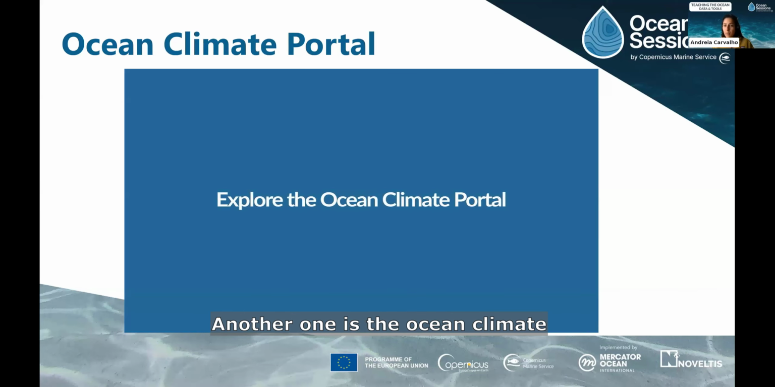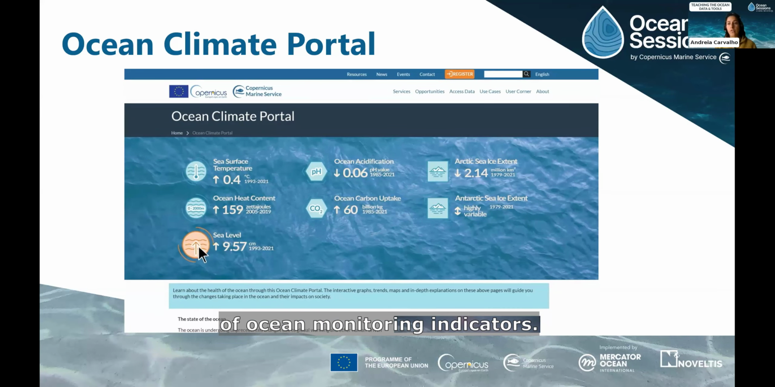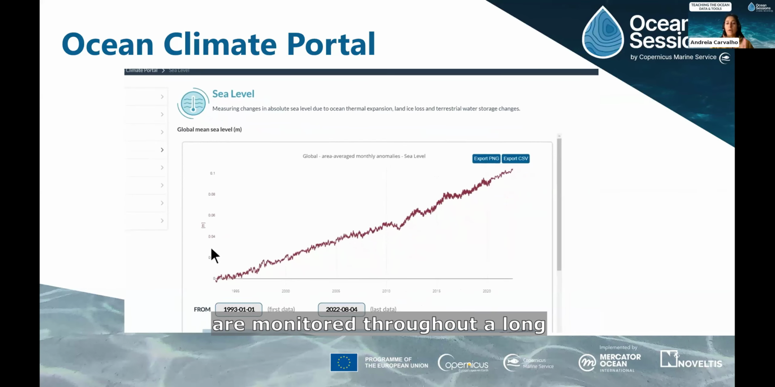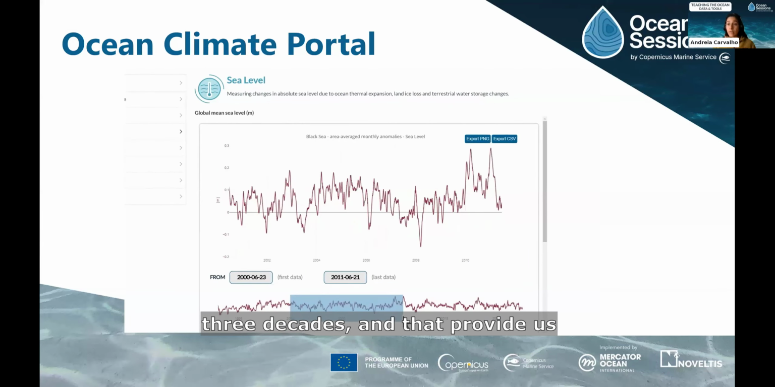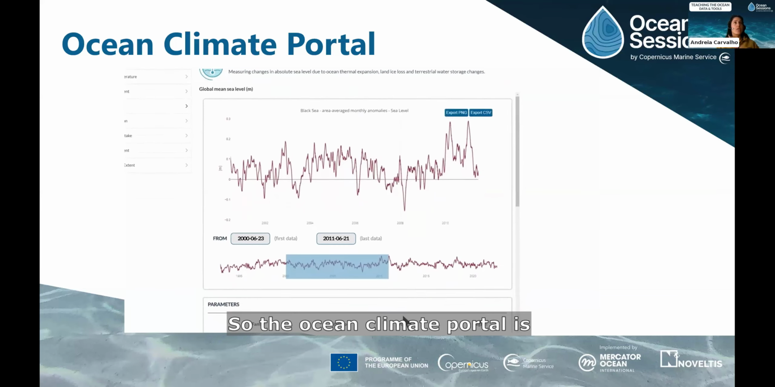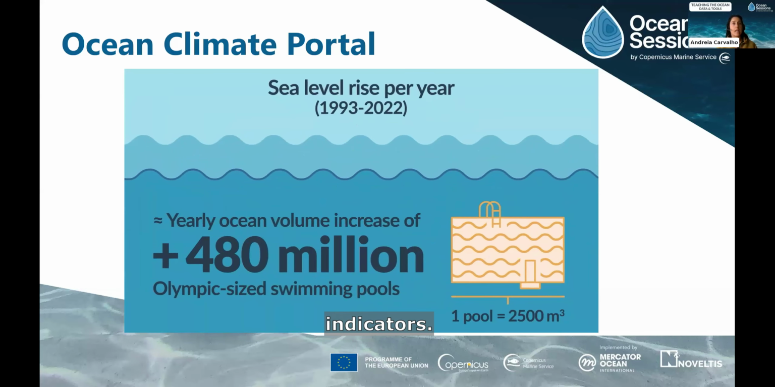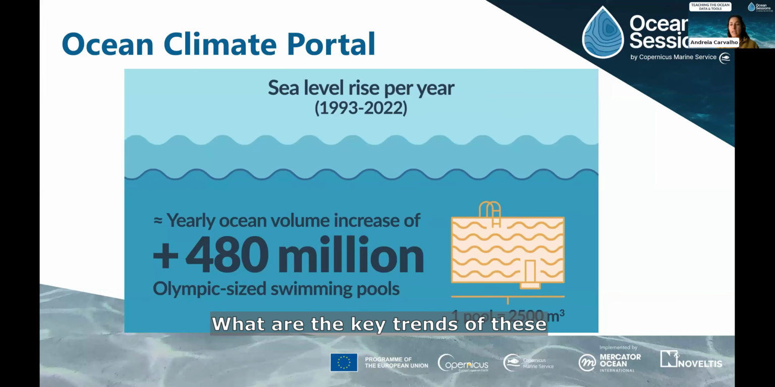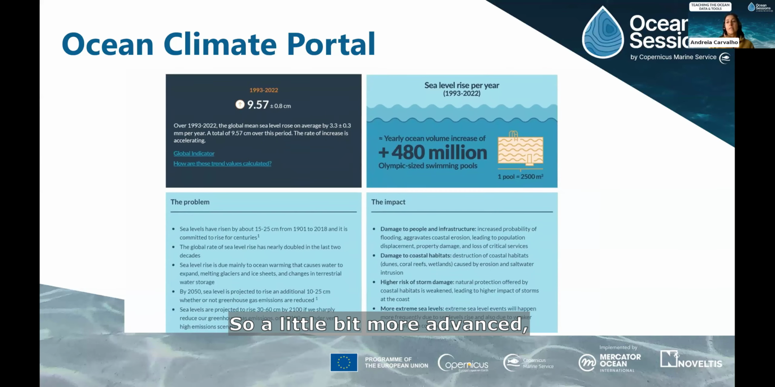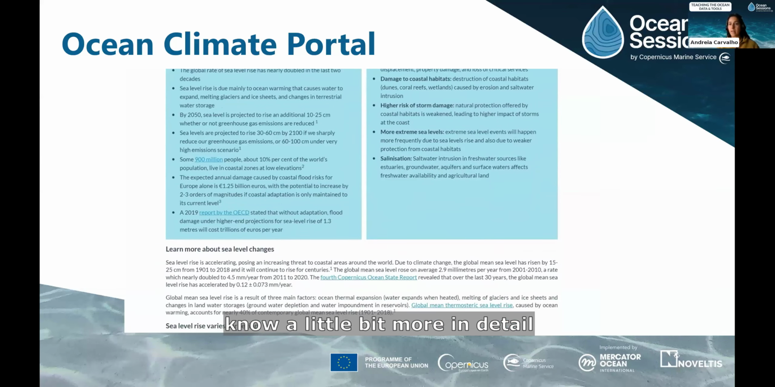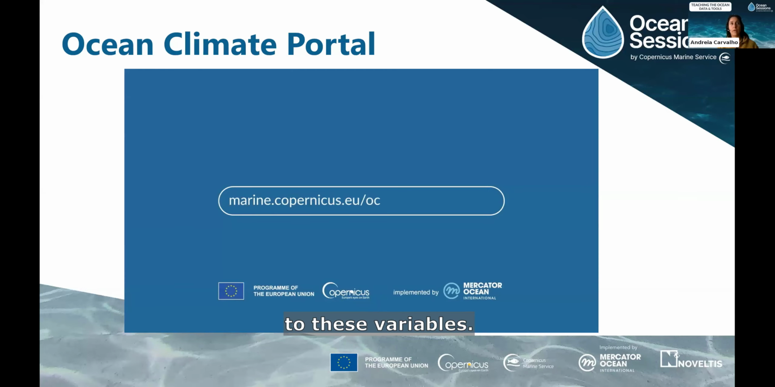Another one is the Ocean Climate Portal. This is based on the information of ocean monitoring indicators. So these are key variables that are monitored throughout a long period of time, let's say at least 3 decades, and that provide us information about the state of the ocean. So the Ocean Climate Portal is also a place where you can find a lot of information about these key indicators. What is the current state? What are the key trends of these indicators? So a lot of valuable information. A little bit more advanced, maybe for someone who wants to know a little bit more in detail each of these variables and what is the state of the ocean related to these variables.